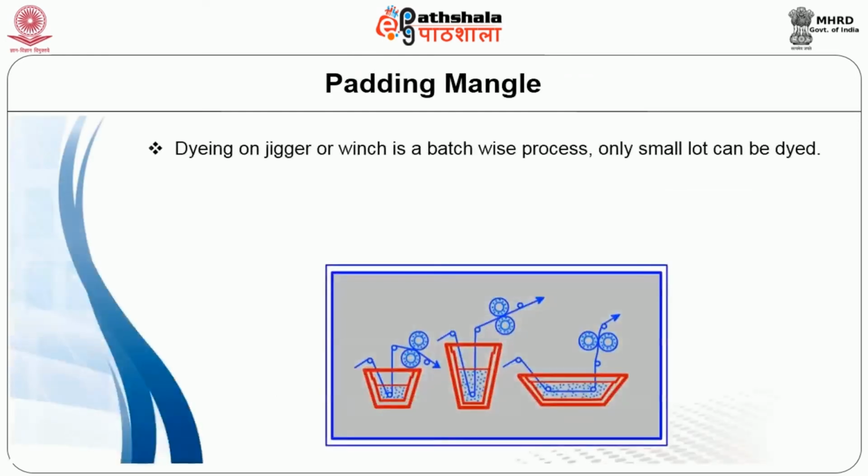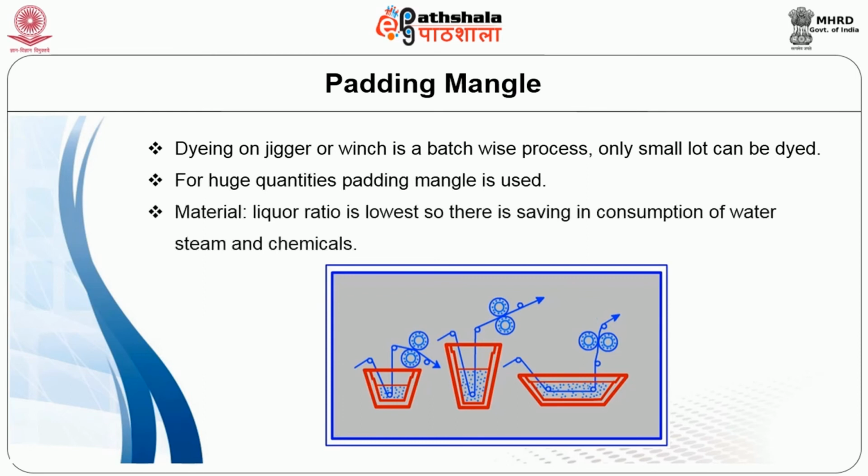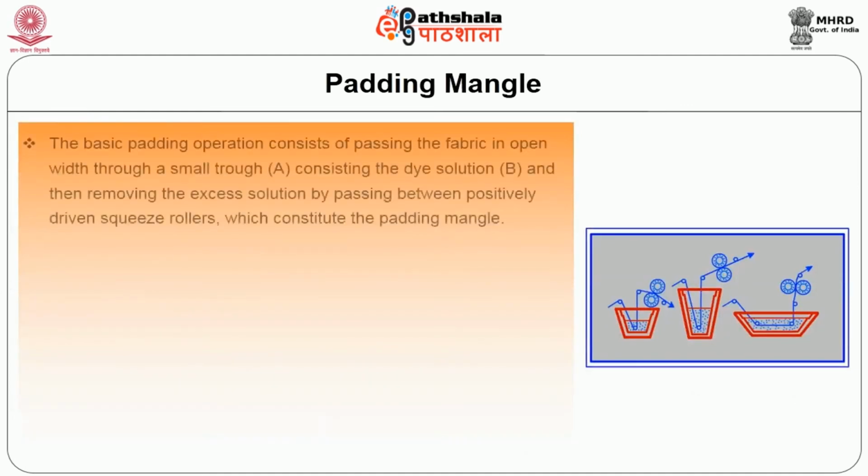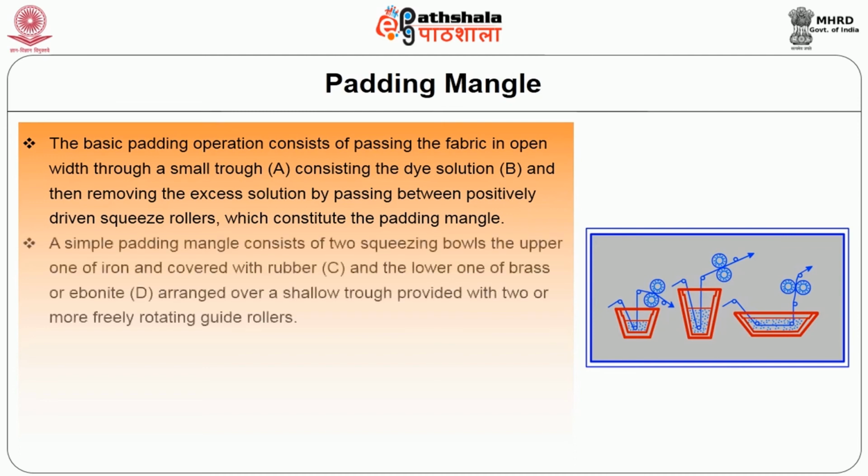Padding mangle. Dyeing on a jigger or winch is a batch-wise process. Only small lots can be dyed. For huge quantities, a padding mangle is used. The material-liquor ratio is lowest, as there is saving in consumption of water, steam and chemicals. The basic padding operation consists of passing the fabric in open width through a small trough A containing the dye solution B and then removing the excess solution by passing between positively driven squeeze rollers which constitute the padding mangle.